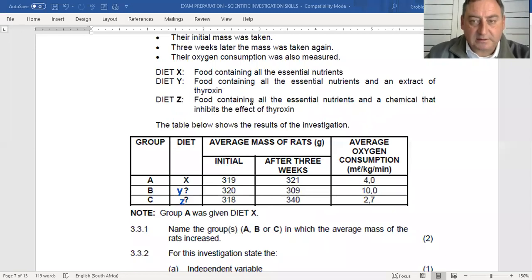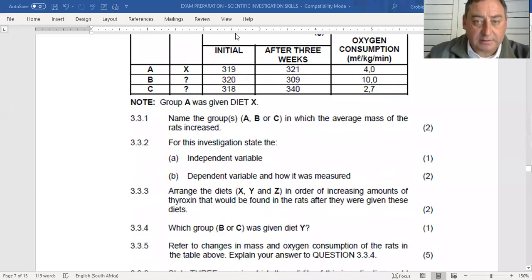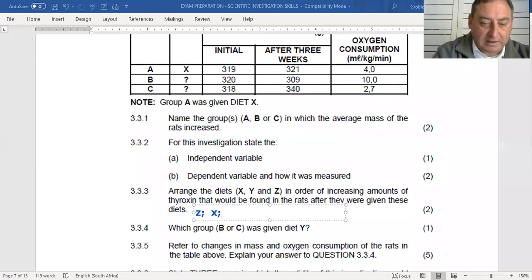So keeping that in mind, the question now asks: arrange the diets X, Y, and Z in order of increasing amounts of thyroxine. So you'll remember that Z was the one with the lowest thyroxine. In fact, it contained chemicals that worked against thyroxine. Then there was X with a normal diet, but then there was Y, which contains the thyroxine.